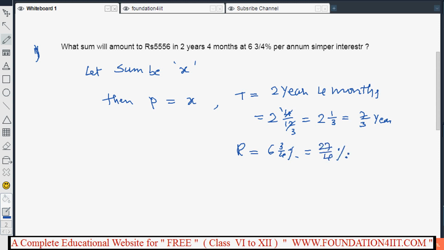27/4% is the rate percent. Now simple interest is equal to... Here simple interest is not given, but amount minus principal. But even the amount you don't know. Directly we can find out the simple interest first.